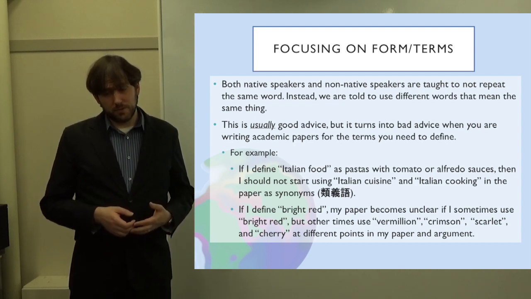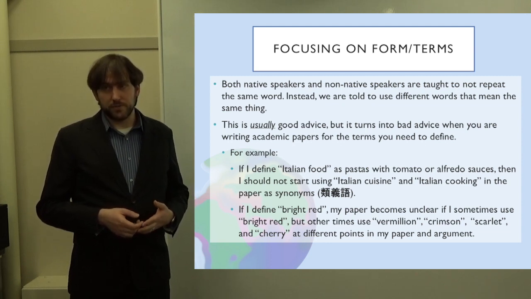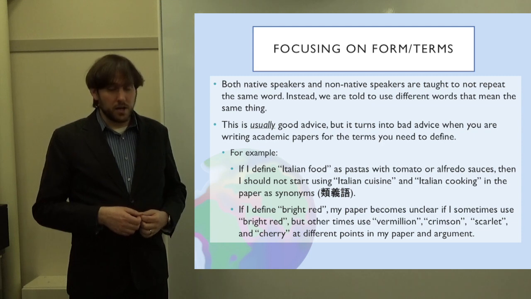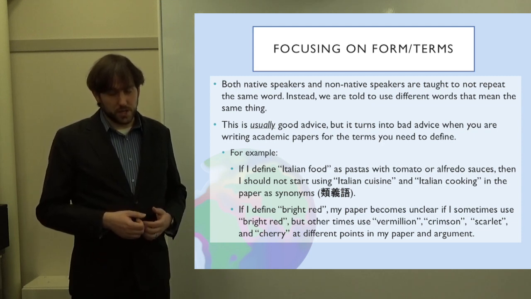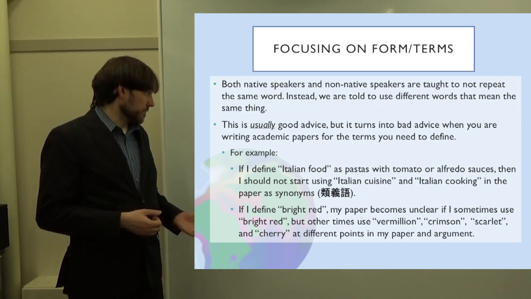This is usually good advice, but it turns into bad advice when you're writing academic papers for the terms you need to define. So looking at some of our earlier examples, if I define Italian food as pastas with tomato or Alfredo sauces, then I should not use Italian cuisine and Italian cooking in the paper as synonyms.